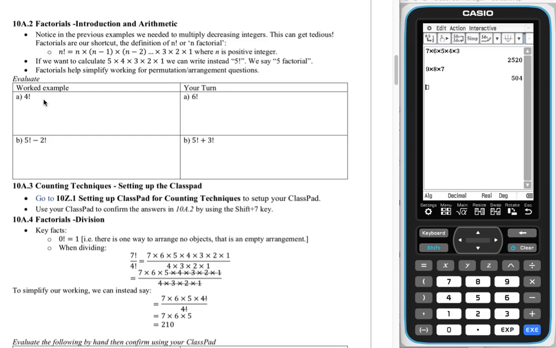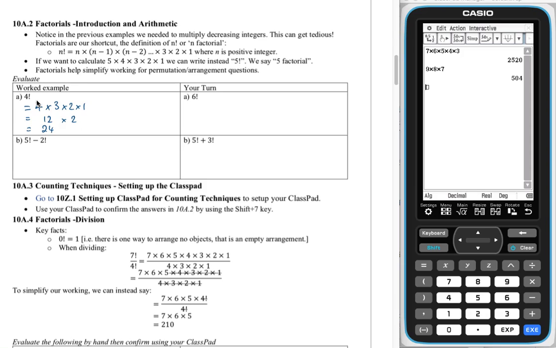So we're just going to practice using factorials now. Okay, let's have a look at that one there. 4 factorial is equal to 4 times 3 times 2 times 1, and that would be 12 times by 2, which is 24. Simple as that.